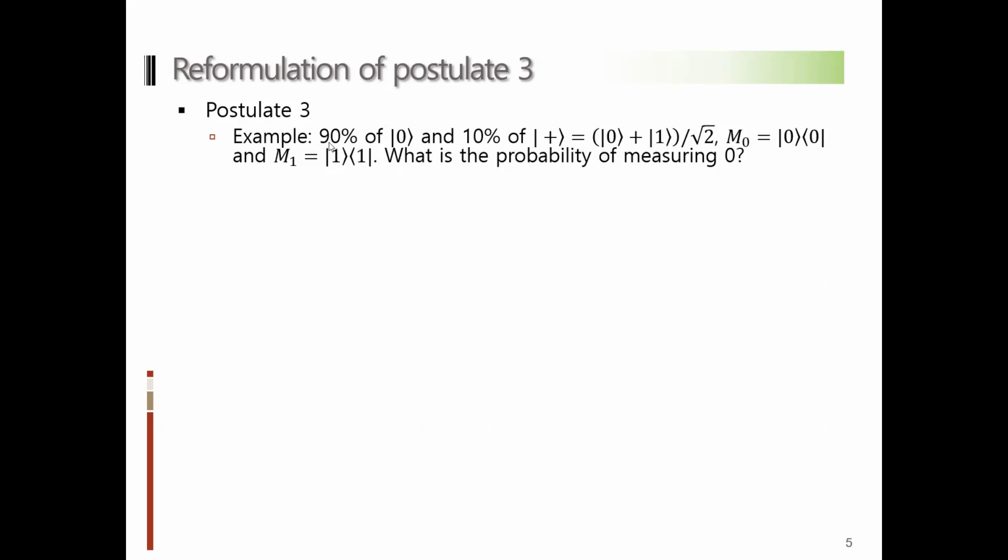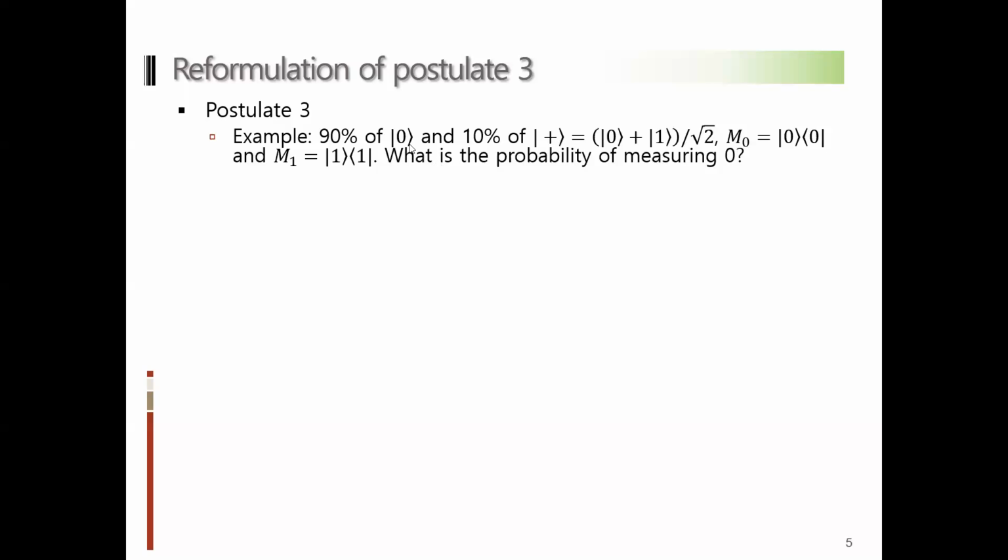So the problem is now we have this kind of mixed situation, like 90% of the 0 state and 10% of the plus state, which we already talked about before. In this case, what we want to do is measure either 0 or 1. And the question is, what is the probability of measuring the 0 value? Similar to our discussion about the second postulate, what we can do is individually consider the case for 0 and then the case for plus.